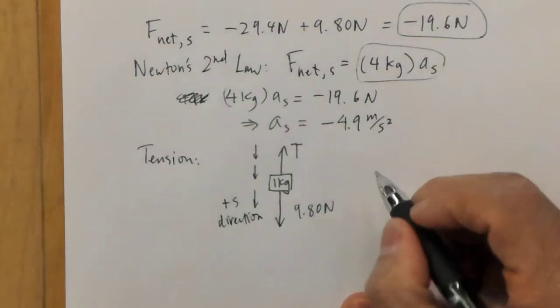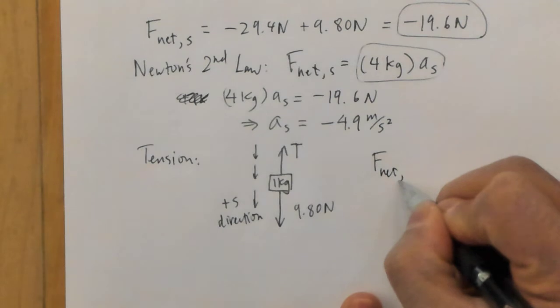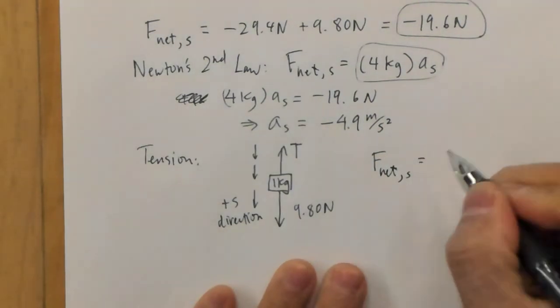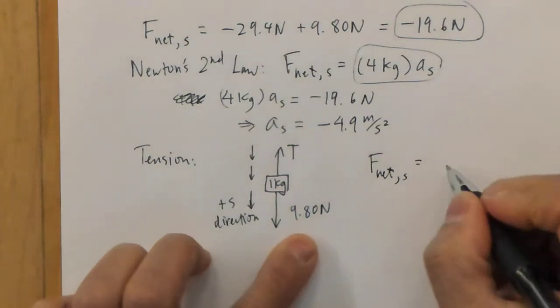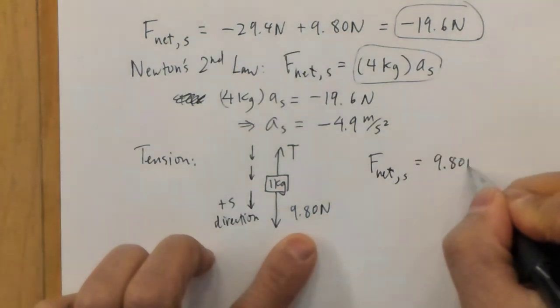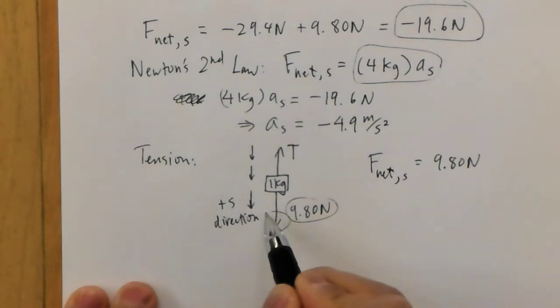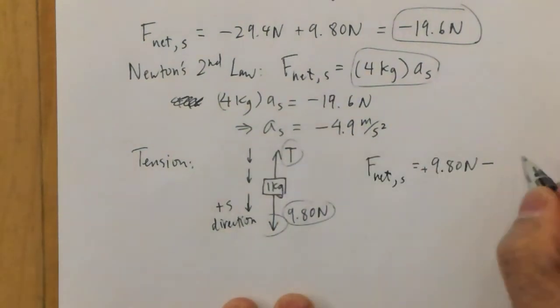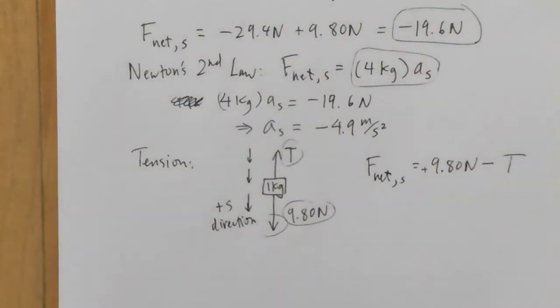All right, now let's work out the net force in the s direction on this 1 kilogram mass. So we have positive s direction, I have 9.8 newtons. It's going the same direction as the positive s direction, so it's positive. And then I have t going in the other direction, so I have minus t. Okay. Is everybody following me on this? You got that? If you're confused, stop me, and then I'll try to explain where it all comes from. Is anybody confused?